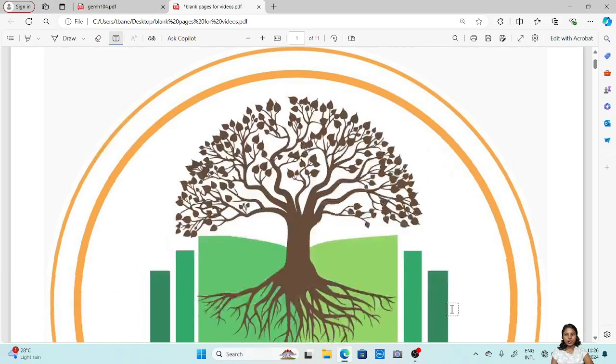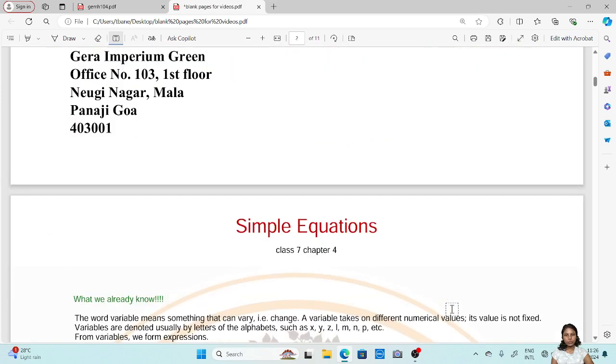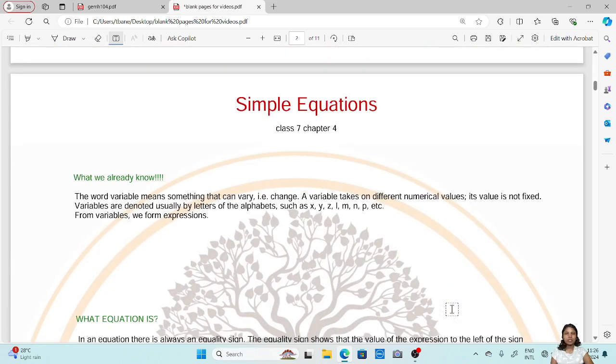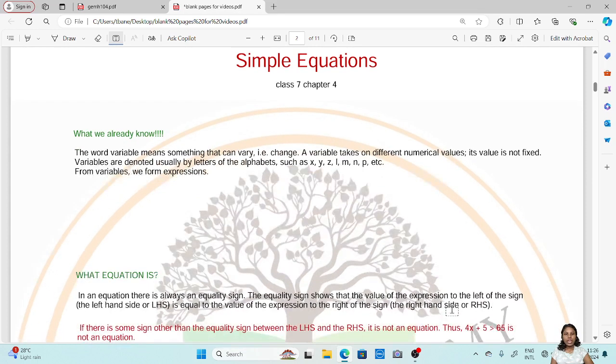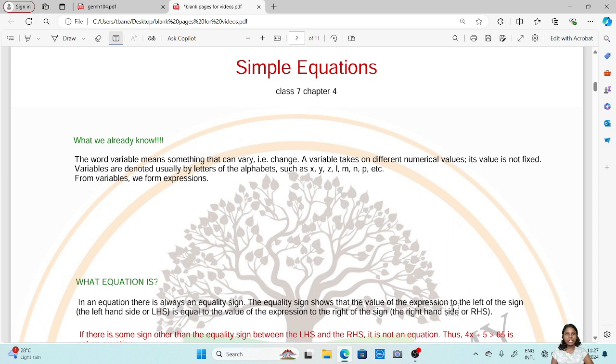My name is Amisha Kulaso, and in today's video, we will start with the chapter Simple Equations of Class 7, Chapter 4. Now, let's first see what we know about equations. So, we know that an equation has a variable part and a solution part. It also has a left hand side and a right hand side.